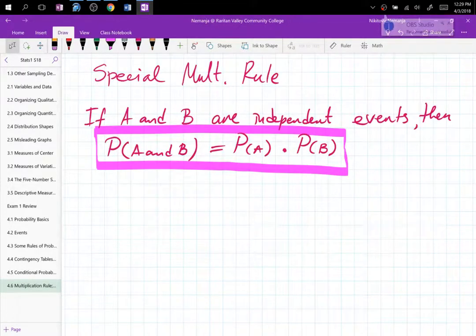So now, make sure you are catching those important words. Let's see. And now, the special multiplication rule can be extended to any number of events, right? So you just multiply the probability. So what is the probability that it's going to rain today, and that I'm going to have a yellow shirt on, and that I'm going to feed the fish, and so on, right?